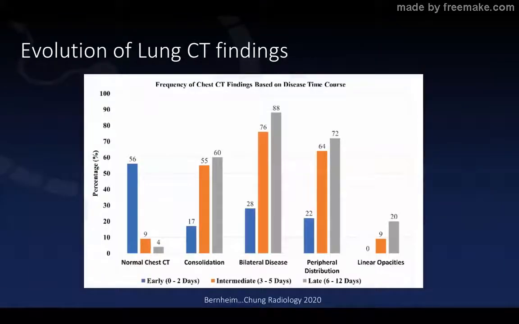So this is a summary graph from one of the first analyses of the time course of change depending on disease. And I thought this is very helpful. Early in disease, here in the blue bar, then an intermediate time frame of days of symptoms, 3 to 5 days, and later in the course of symptoms, 6 to 12 days. In the first 2 days, almost half of patients will have a normal looking CT scan, whereas in the intermediate stage, relatively few have a normal CT scan. And even in late stages, a small percentage, less than 5%, will have a normal looking chest CT.